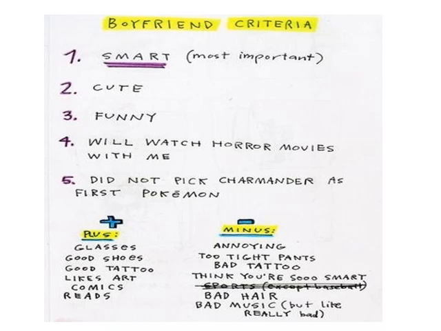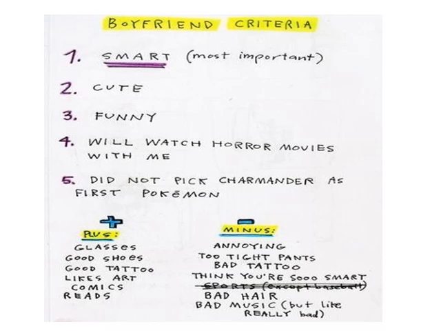For instance, here's something I found on the web one time. This was years ago, but I thought it was fairly interesting. It is boyfriend criteria. This was someone making a list of what was important and what needed to be measured to determine who would be a good boyfriend. Number one was smart, most important. Two is cute. Three is funny. Four will watch horror movies with me. And five did not pick Charmander as their first Pokemon. I'm not sure which Pokemon you're supposed to pick, but apparently Charmander is a deal breaker.